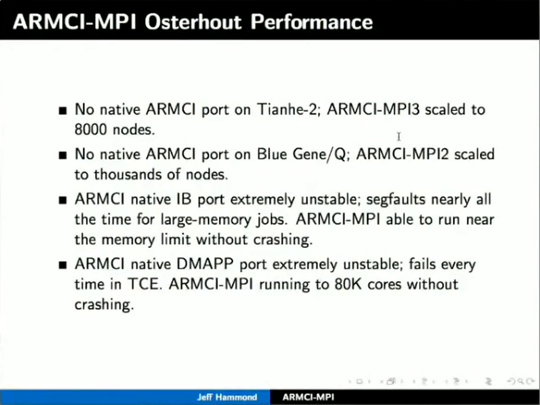And then the same story is true on Cray. The native port is quite fast, but it crashes for me about half the time, including all of the time in the part of the code that I want to run. And ARMCI-MPI is going out to 80,000 cores without a single crash. So there we've got 2 examples where there isn't any native port to compare to, and in the other 2, the native port crashes all the time, and thus we have performance motivation for using ARMCI-MPI.